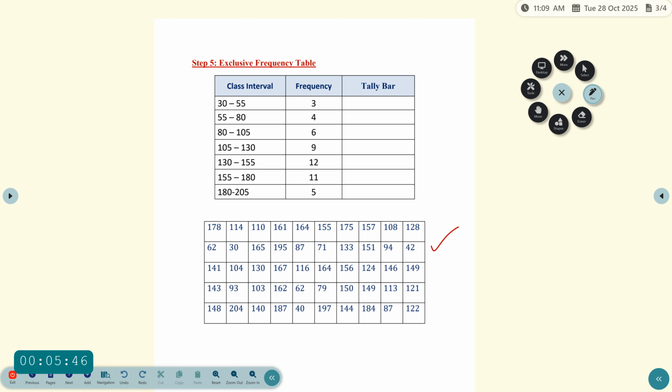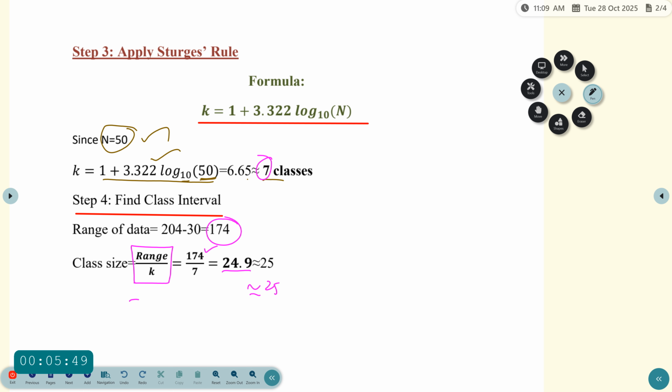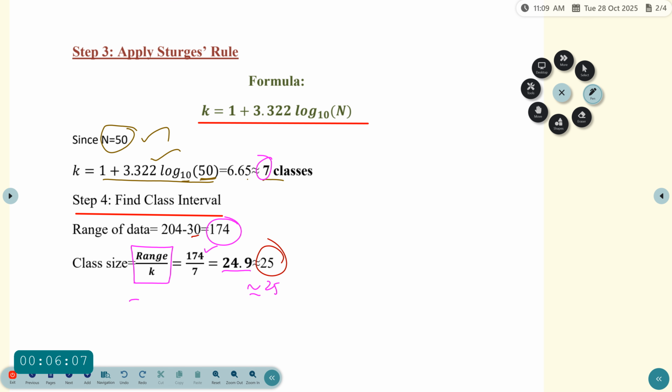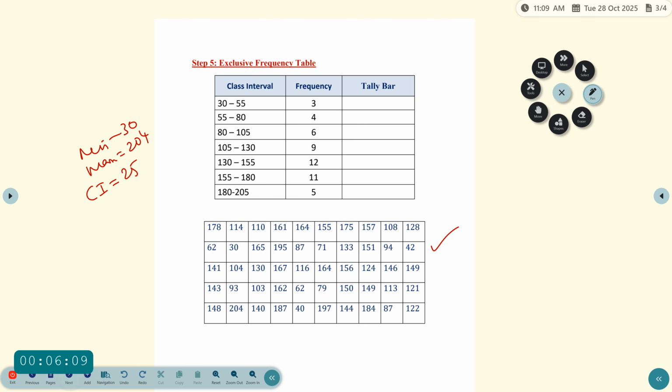In the previous step, we calculated the class size as 25. What is the minimum value here? Minimum is 30, maximum is 204, and we calculated the class interval as 25. Now, with this information, let us frame the frequency table.